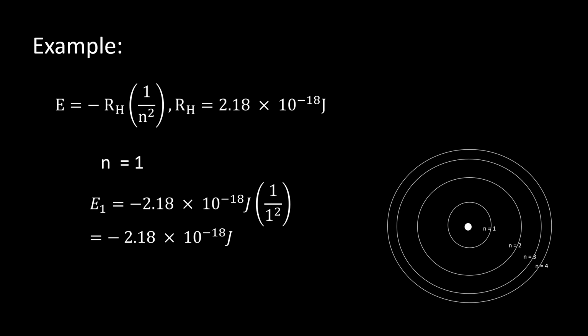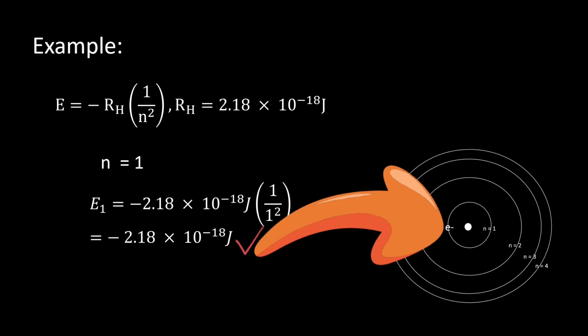For instance, in these examples, we have the electron at energy level n equals 1. So what we need to do is substitute n in the formula with 1 to get the energy. The energy corresponding to the electron at energy level n equals 1 is negative 2.18 times 10 to the power of negative 18 joule.